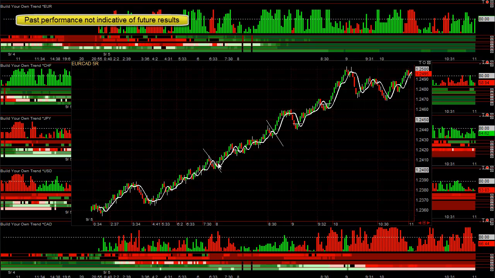You would have been in here. Here's the pullback. You would have been in pretty much at the same price, and also this trade right here. Notice you're actually in this trade 2 bars later, and you didn't have to sit through the sideways action, and you rode it up.